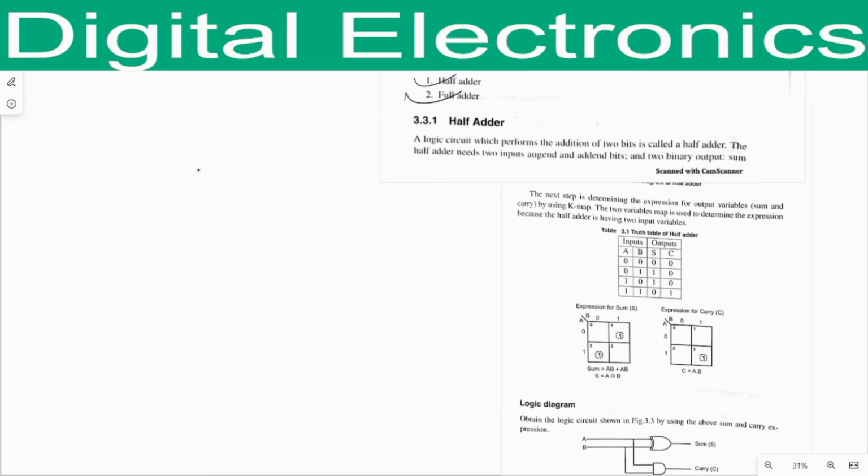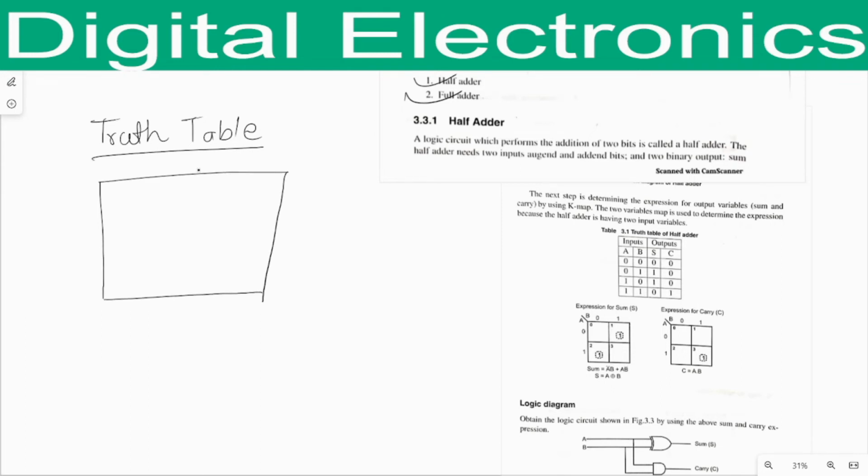To analyze the whole characteristic of half adder, we make a table known as a truth table. Now what is a truth table? A truth table is used for the analysis of digital inputs.